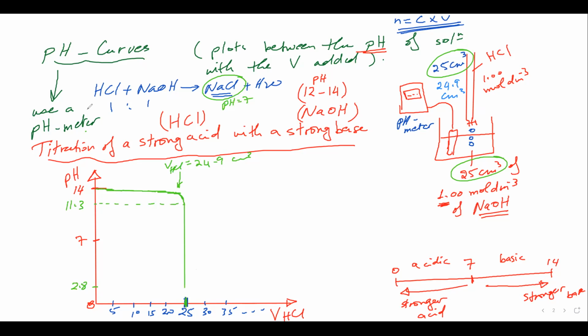And then afterwards, if you add more HCl, the solution starts to be acidic. And since HCl is a strong acid, the curve will go down until a pH of 1 or 2 maximum, because HCl is a strong acid.